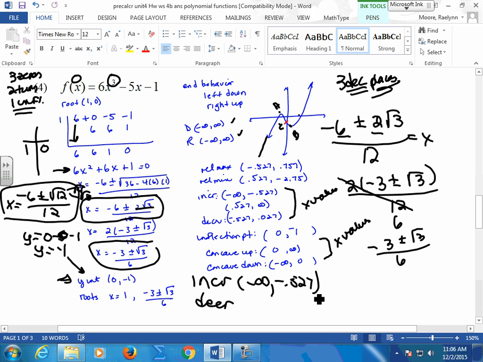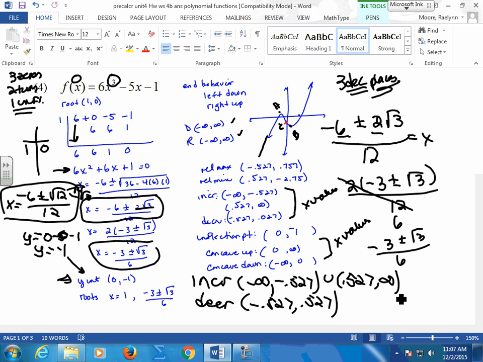Then what did I do from A to B? Decreased. Oh, from negative 0.527 to that minimum value, 0.527. Then what did I do from B to whatever? Increased. From 0.527 to infinity. Do your increasing, decreasing after you do your max and your mins and get rid of those.